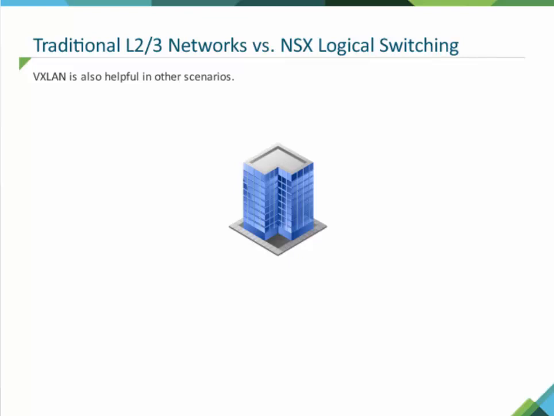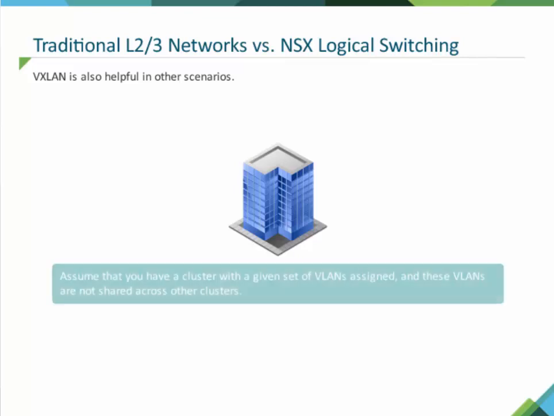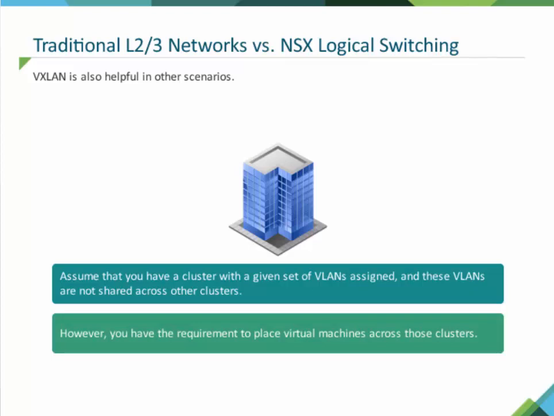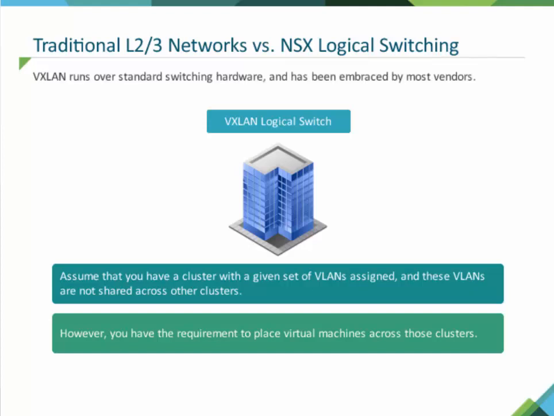VXLAN is also helpful in other scenarios. Assume that you have a cluster with a given set of VLANs assigned, and these VLANs are not shared across other clusters. However, you have the requirement to place virtual machines across those clusters. To accomplish this, you can use VXLAN logical switches to cross Layer 3 network boundaries. VXLAN runs over standard switching hardware and has been embraced by most vendors.